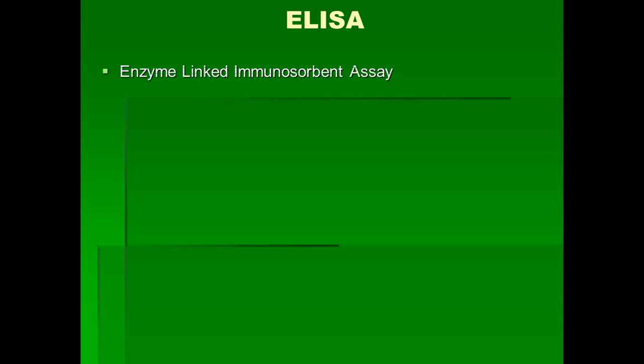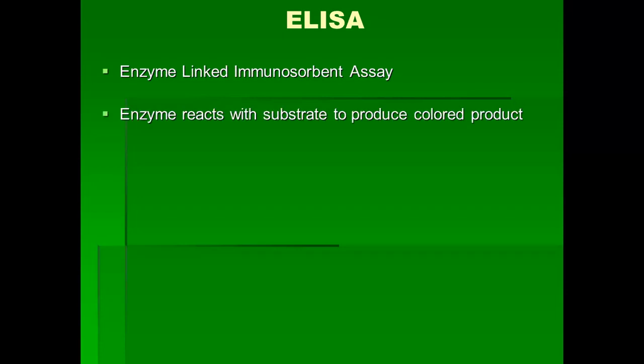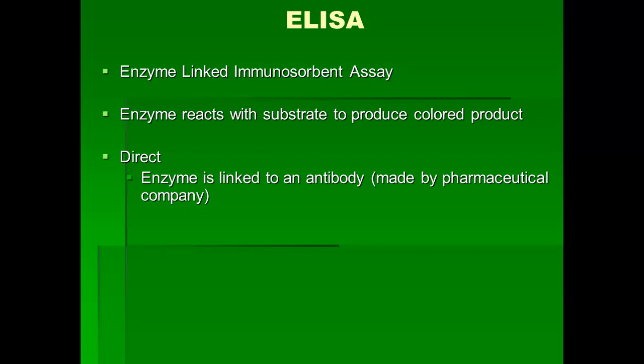ELISA stands for enzyme-linked immunosorbent assay. The enzyme reacts with a substrate to produce a colored product. In the direct ELISA, the enzyme is linked to an antibody, of course that's made by the pharmaceutical company. It detects the antigen from the patient sample.